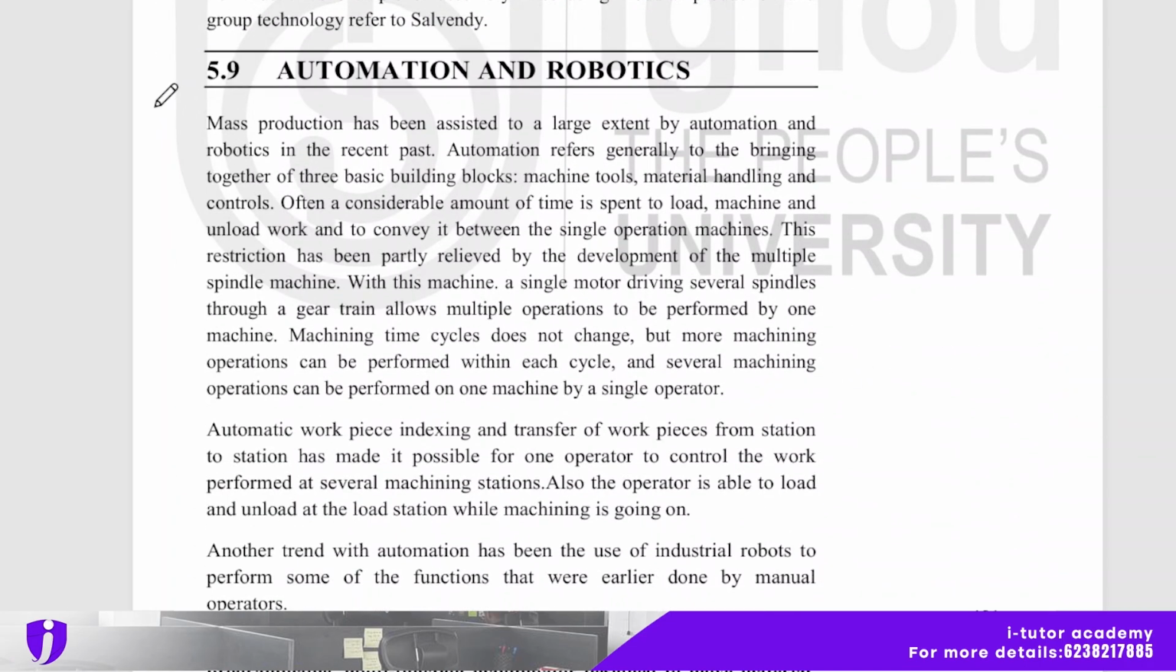And next is automation and robotics. Mass production has been assisted to a large extent by automation and robotics in the recent past. Automation refers generally to the bringing together of three basic building blocks, that is machine tool, material handling and control. Often a considerable amount of time is spent to load machines and unload work and to convey it between the single operation machines. This restriction has been partly relieved by the development of the multiple spindle machine.